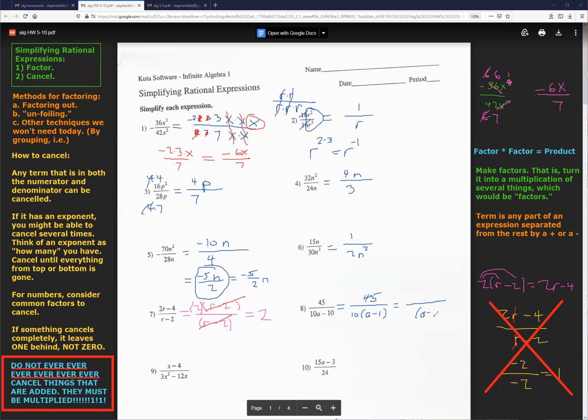But what about 45 and 10? Can we reduce the numbers? And we can because they both have a 5 in them. 45 is 5 times 9, 10 is 5 times 2. So if we cancel a 5 with each, we'll end up with a 9 and a 2.